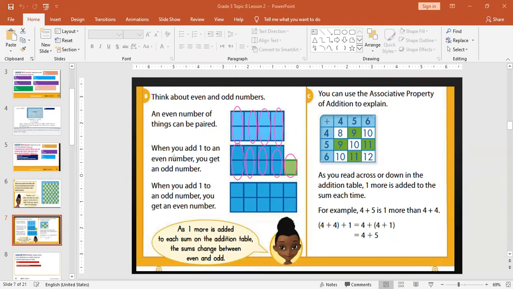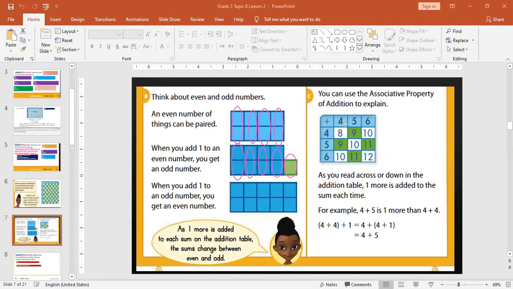When you add 1 to an even number, you get an odd number. When you add 1 to an odd number, you get an even number. So let's see how this works. As you read across or down in the addition table, 1 more is added to the sum each time.